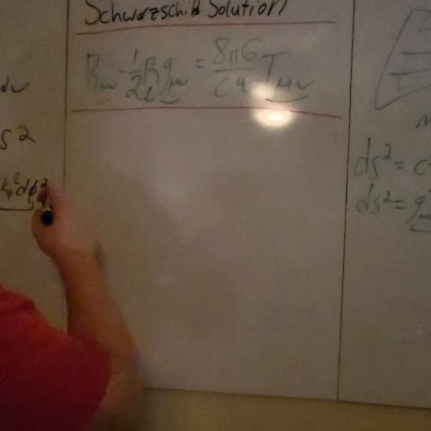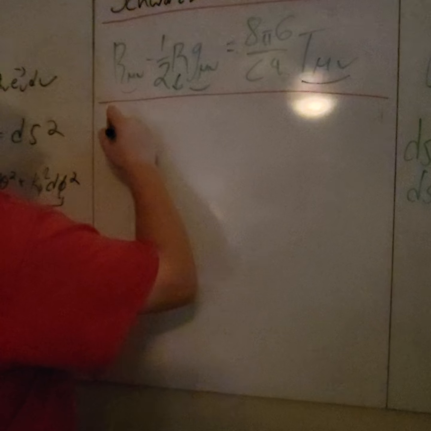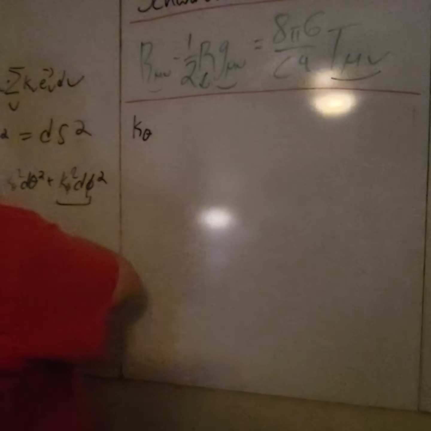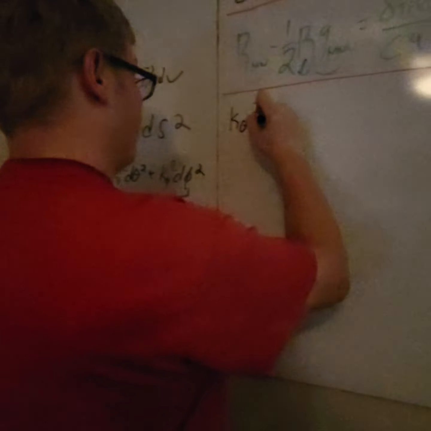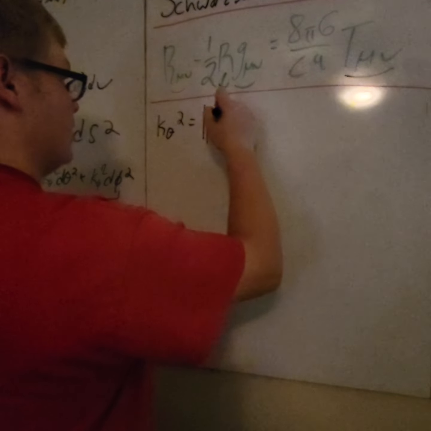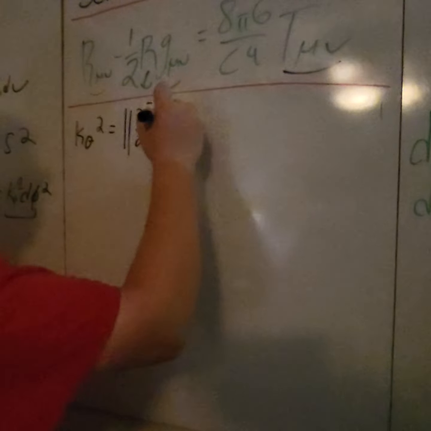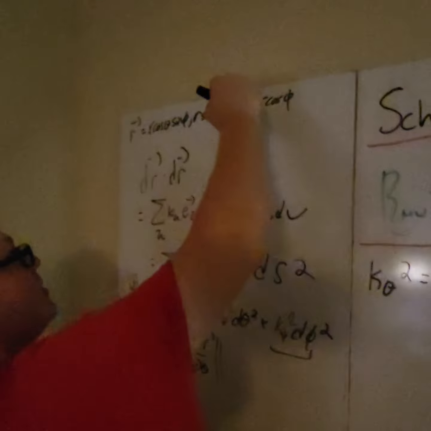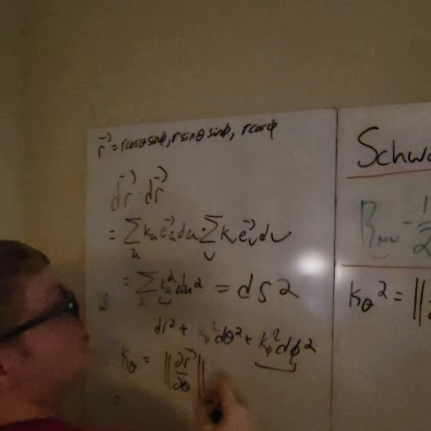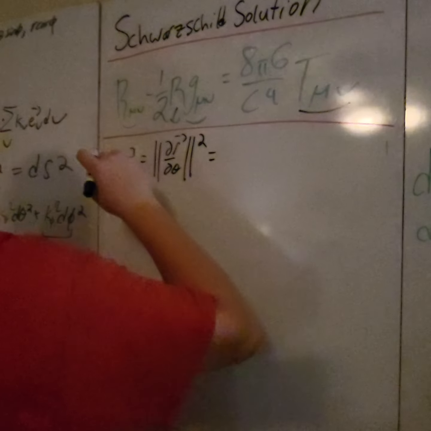Alright, so now we're going to calculate the k sub theta term. We're going to square it, since we're going to be squaring it anyway, so the magnitude of that squared. We're going to differentiate our position vector with respect to theta, then take its magnitude and square.